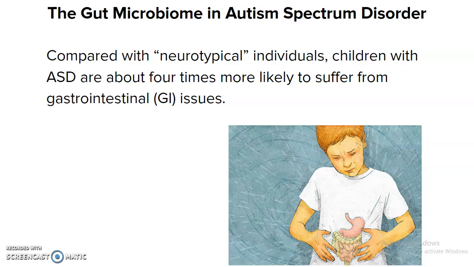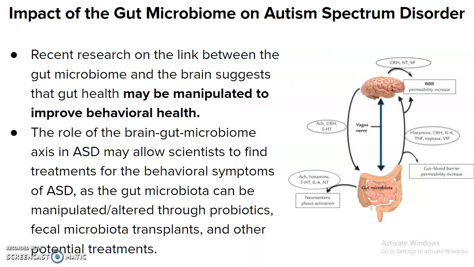Another factor in autism is actually the gut microbiome, which is linked to the brain. Compared with neurotypical individuals, children with autism and people with autism are about 4 times more likely to suffer from gastrointestinal issues. And recent research has found that the gut microbiome and the brain are linked, which suggests that gut health may be manipulated to improve brain health.